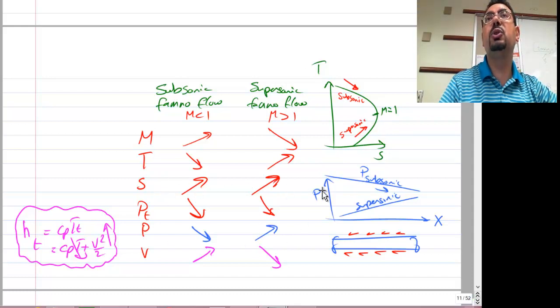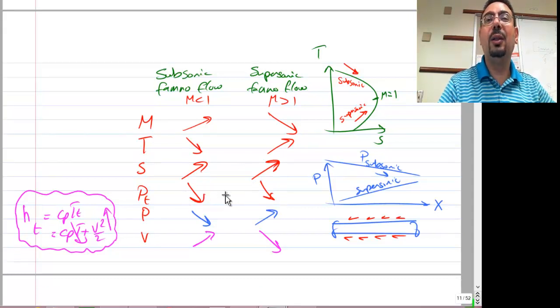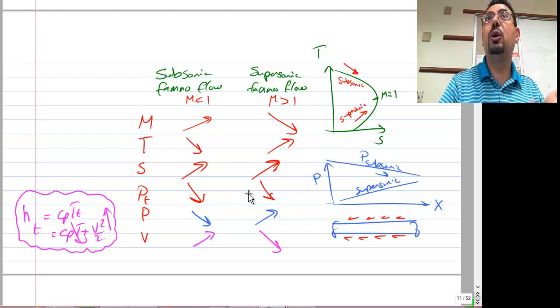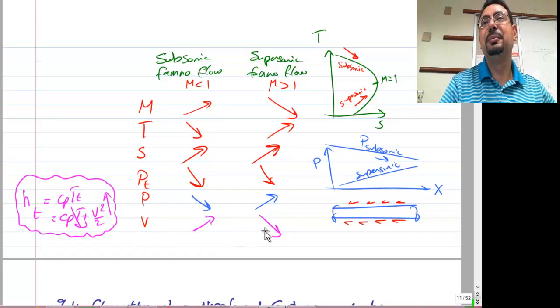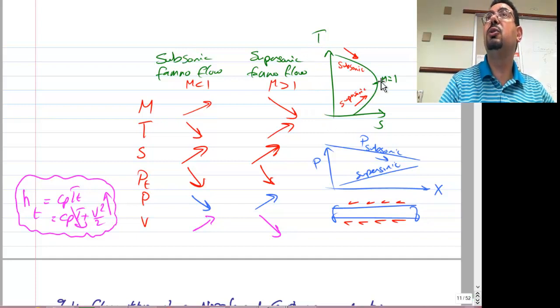The entropy, of course, will increase in both cases because of friction, adiabatic friction, right? Now, P total, of course, is getting killed both ways, whether supersonic or subsonic. P total, the stagnation pressure, is dropping. All right? Now, the velocity. Obviously the velocity in subsonic is increasing, and in supersonic is decreasing because of this. If you remember that H total is constant, and therefore the T and V squared need to balance each other. So a drop in temperature means the velocity increases. An increase in the temperature means the velocity decreases.